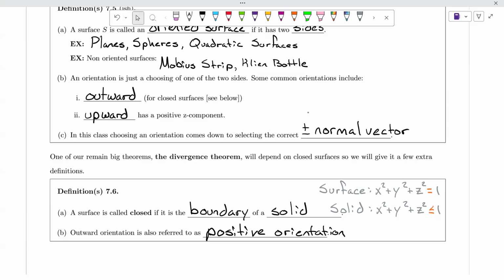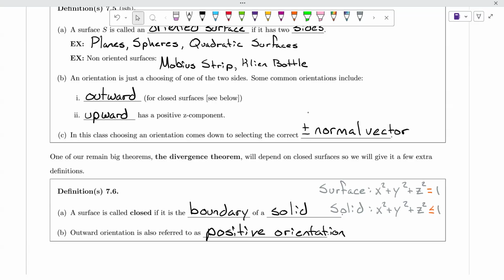So to throw yet another definition at you, we call a surface closed if it's the boundary of a solid. So quick overview of the difference between a surface and a solid. It's right over here, and I highlighted the parts in the equation that make the difference. In both cases of those two equations, I'm looking at a sphere, but in one, x squared plus y squared plus z squared is equal to 1, and in the other, x squared plus y squared plus z squared is less than or equal to 1.